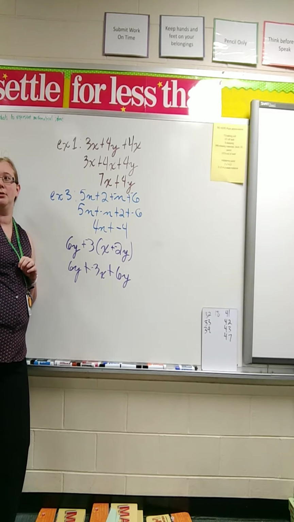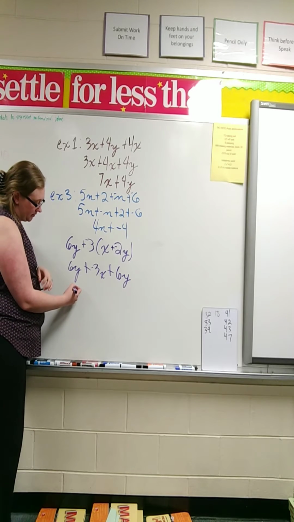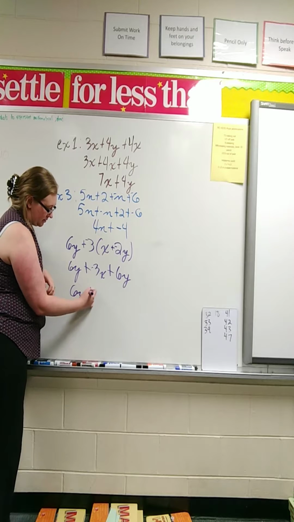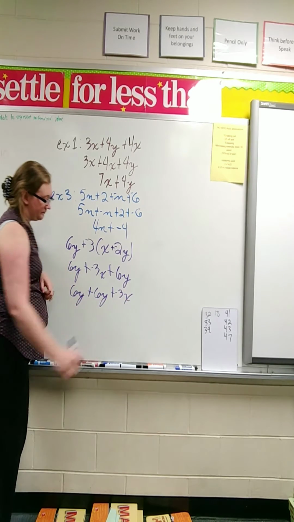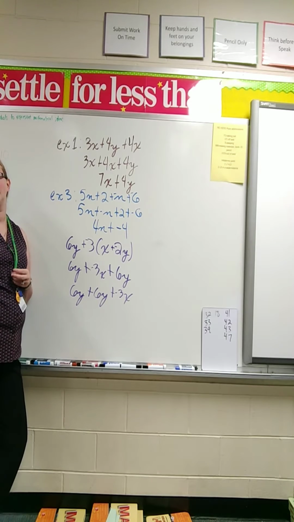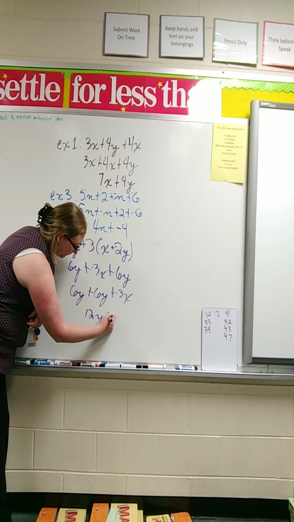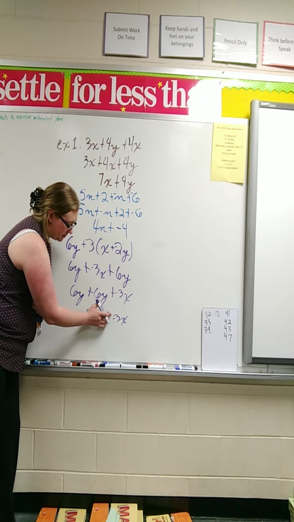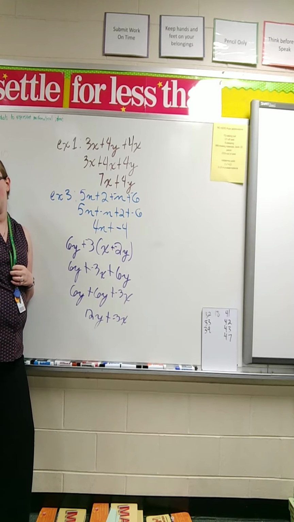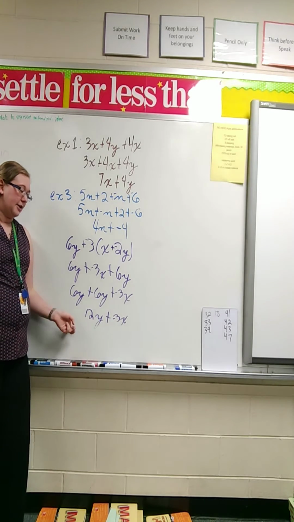What can I do? Commutative property. Alright, what should I write with my commutative property? 6y plus 6y plus negative 3x. Okay? 6y plus 6y is? 12y. Plus negative 3x. Put it away, keep it away. Now can I do anything else?